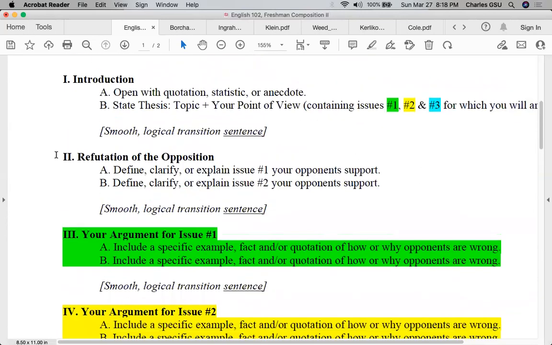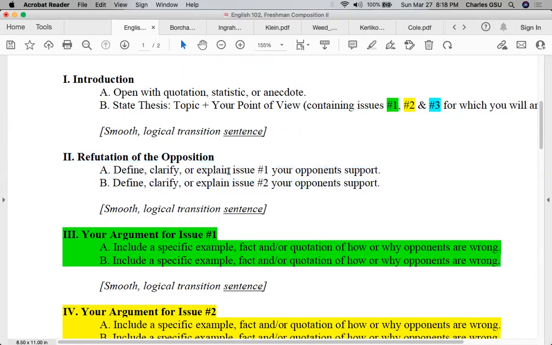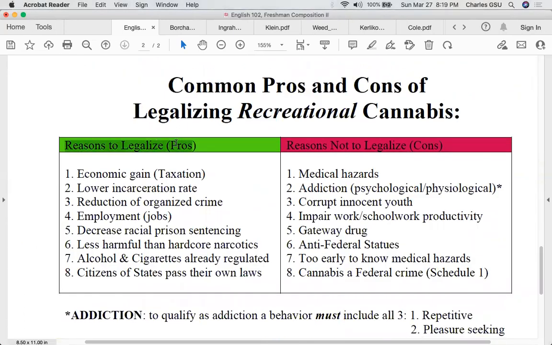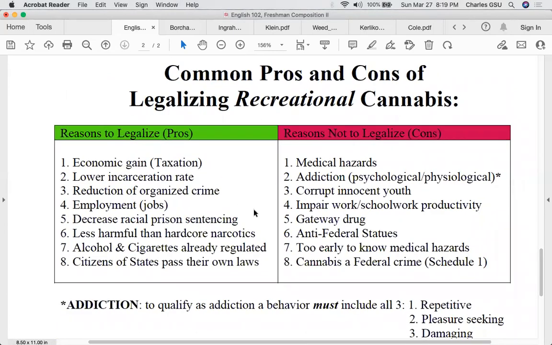However, before you moved on after your thesis in paragraph one, you would need to acknowledge and address a couple of arguments of your opposition, of people who disagree with you. Well, who disagrees with you? These people over here. These people who want taxation and lower incarceration rate and reduction of crime. And so what you're gonna have to say is, whatever three points over here you choose, doesn't matter which ones they are or what order they're in, you're going to have to argue that those three outweigh these ideas over here. And it's not easy to take the con side or the negative side.